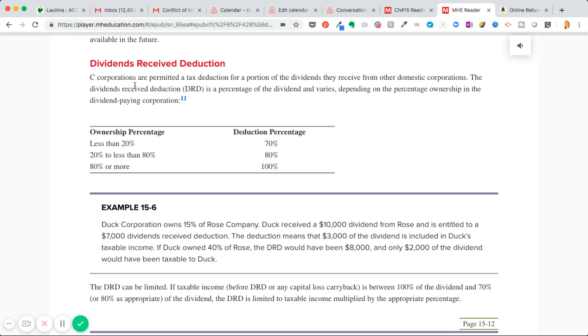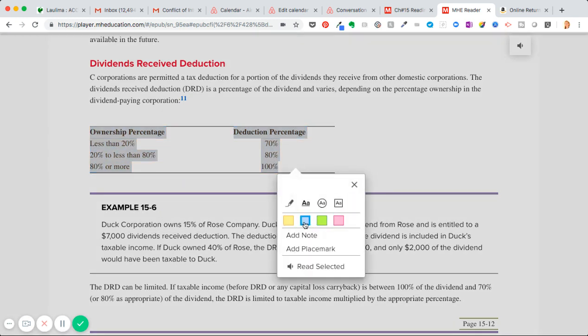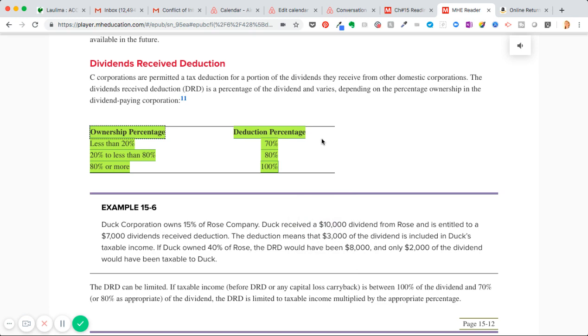Now we have the dividends received deduction. So this is based on companies that own companies. So if the company owns less than 20% in another company, they get a dividends received deduction for 70% of the dividends received. If they own 20 to 80% in a company, then they take an 80% deduction for the amount of dividends they receive. So they're paying taxes on 20% of the dividends they receive from another company. They're paying taxes on 70% of the dividends they receive from a company if they own less than 20%.